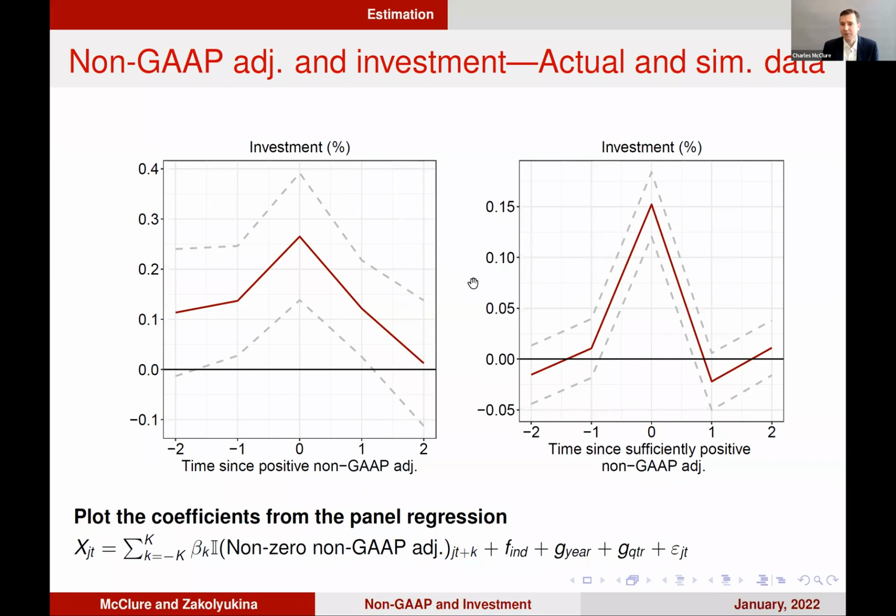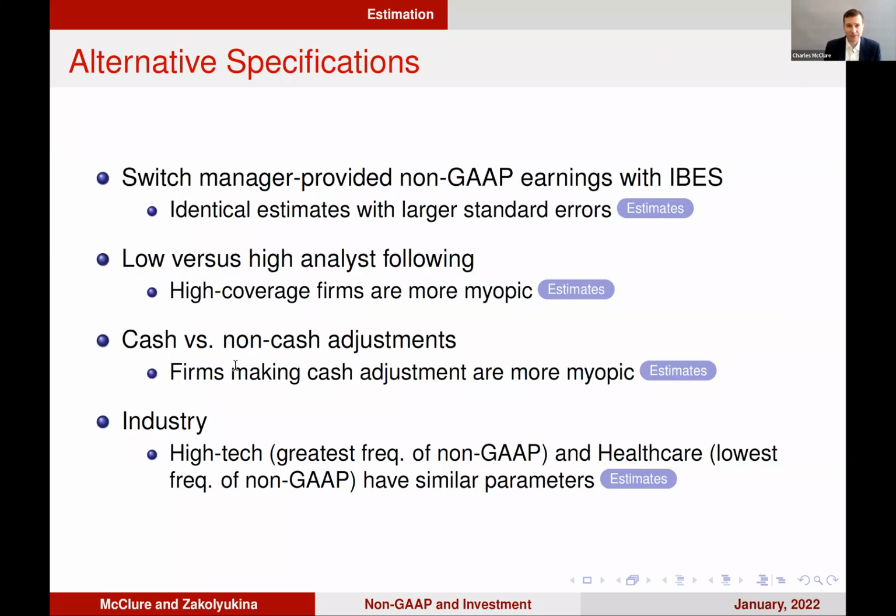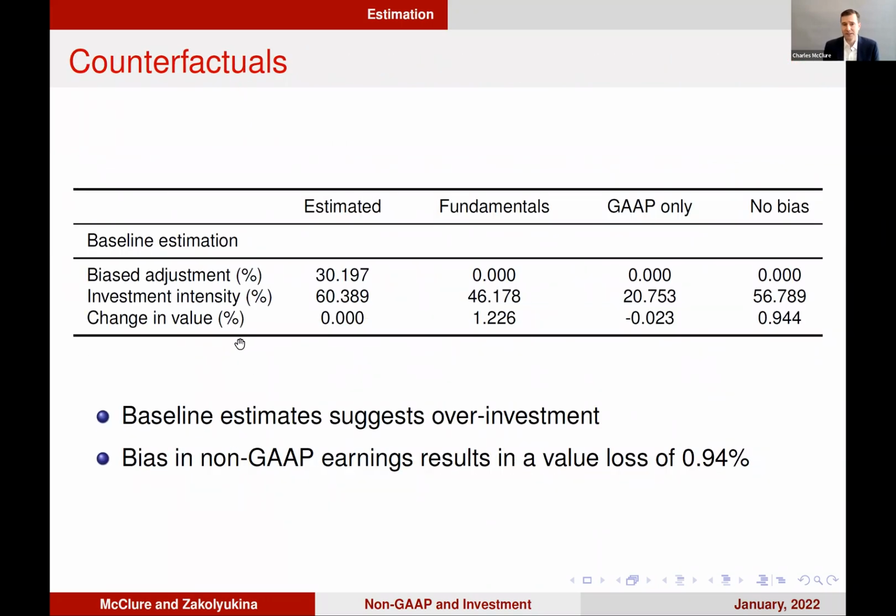We're also able to recreate that inverted V shape, in the sense that there is this complementarity between non-GAAP reporting and investment. What that suggests is that non-GAAP reporting makes it cheaper for the manager to engage in intangible investment. So that's the economic story behind our model. We do a bunch of splits, which I don't have time to talk about. I'll quickly talk about some counterfactuals, where we do policy, changing the accounting systems and the manager's incentives.